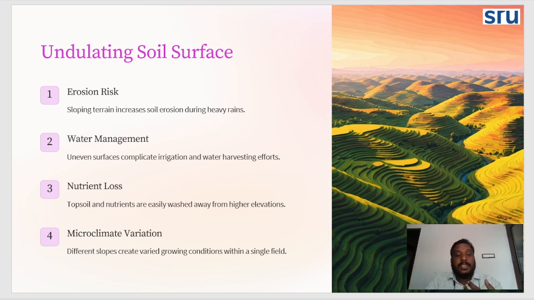It also causes microclimatic variations: due to different terrains and different slopes, they create varied growing conditions within a single field. That easily affects the immediate surroundings of the crop, and has a lot of effect, especially on the yield and its quality. We don't limit this topic to only these, as there can be more. So the undulating soil surface is very key for cultivation, especially in rain-fed agriculture. In India, where rain-fed agriculture makes a significant contribution to the agriculture sector, this also plays a key role.